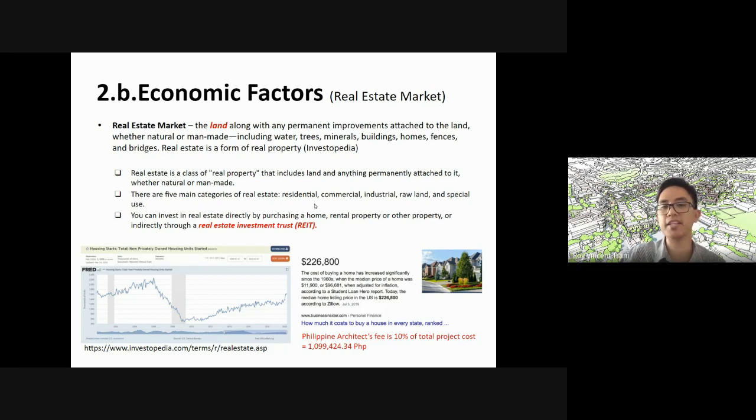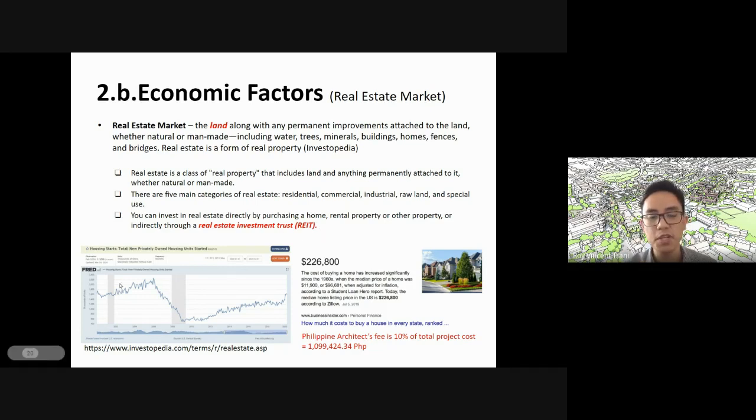There are five main categories of real estate: residential, commercial, industrial, raw land, and special use. You can invest if you're interested in land, either by directly purchasing or by going through a real estate investment trust, a REIT.